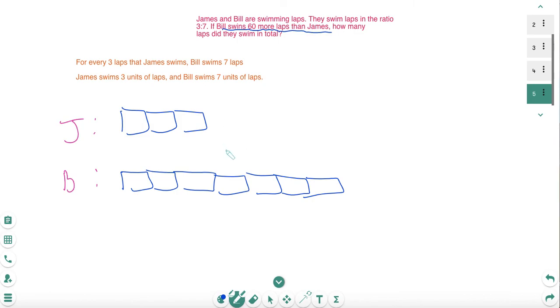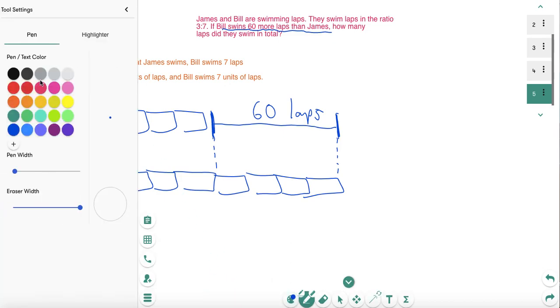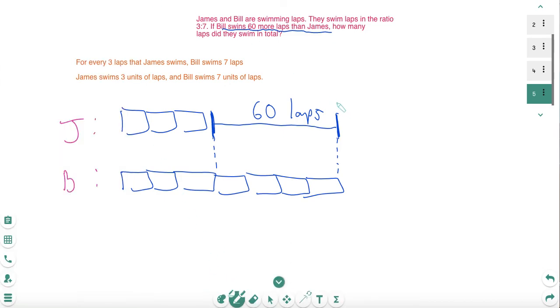Well, if Bill swims 60 more laps, that's just the difference between the number of laps Bill swam and the number of laps James swam. So it's basically the difference in the amount of units. So from here to here is the difference in number of laps. And that's 60 laps. And what do we notice, guys? 60 laps is the same length as 4 boxes or 4 units. So we can do 60 split into 4 boxes is equal to 15. So each box is 15 laps, or each unit is 15 laps. Yeah, I write my 5s really weird.